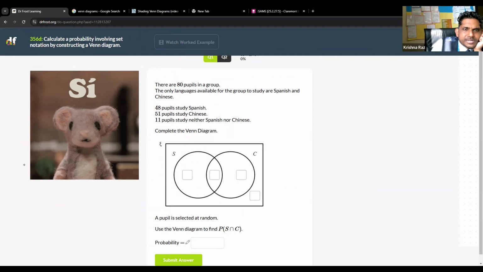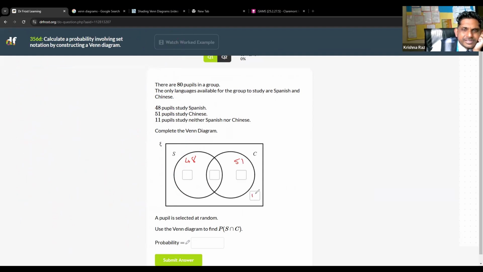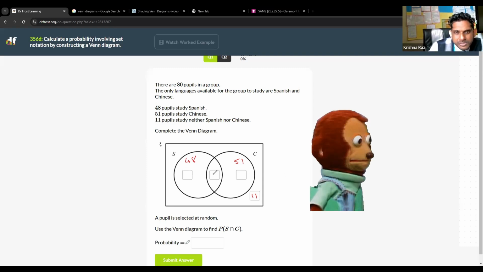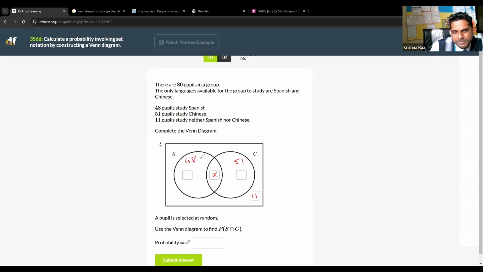48 study Spanish, 51 Chinese, 11 neither. This is probably the hardest type. Awkward to teach as well because I have to start using algebra. Some people, to a group of students, that's quite awkward. So I'm going to do that as x. So this must be 48 minus x, and that must be 51 minus x. So now I can do an equation.